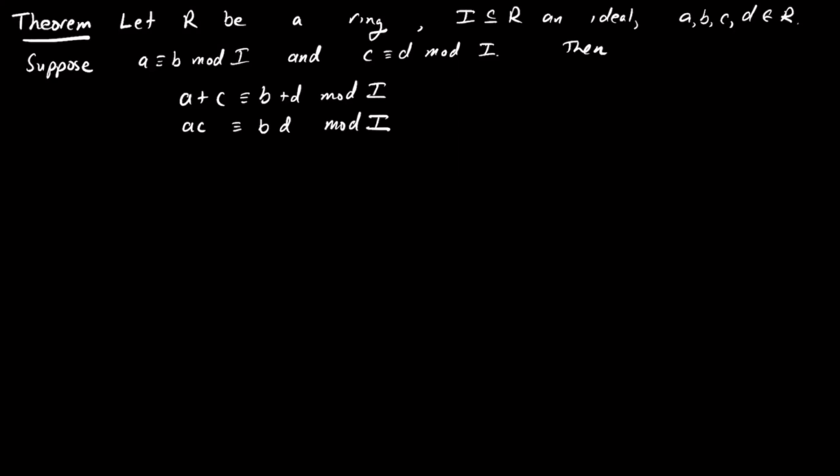So I'll let R be a ring and I be an ideal of the ring. And I'll take four elements, A, B, C, D in R, and I'll assume that A is congruent to B mod I and C is congruent to D mod I. Well, what we have as a consequence then is that A plus C is congruent to B plus D mod I, and A times C is congruent to B times D mod I.